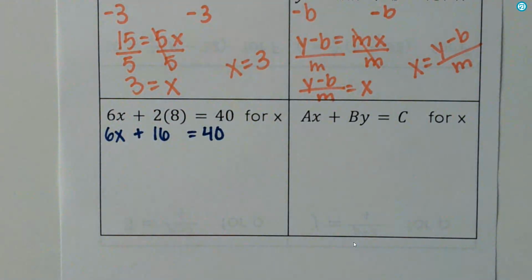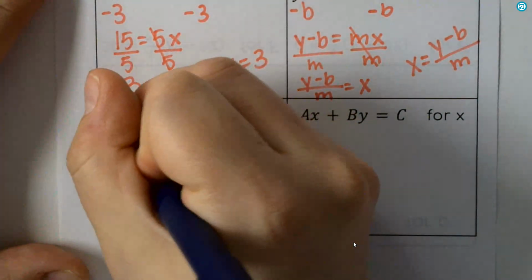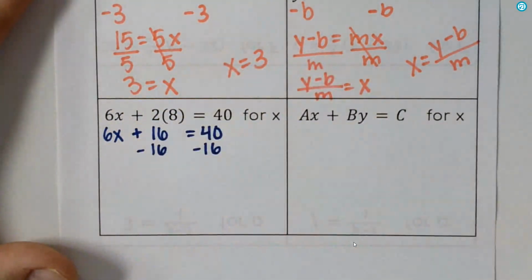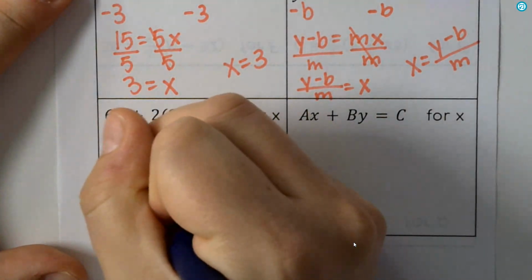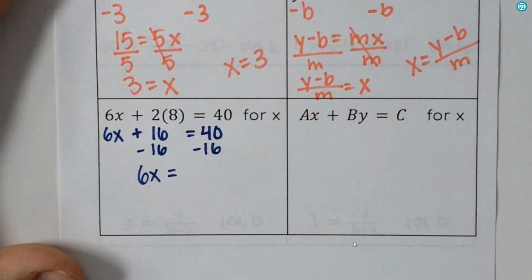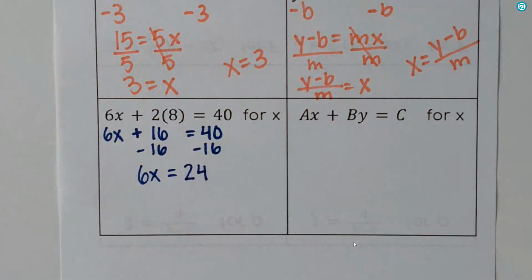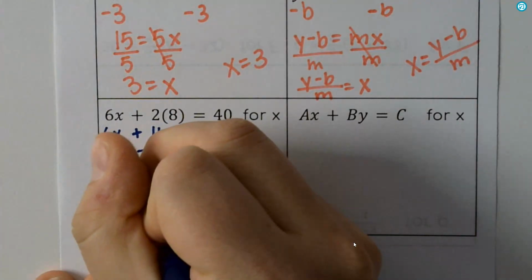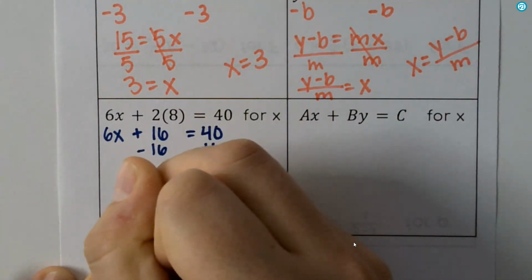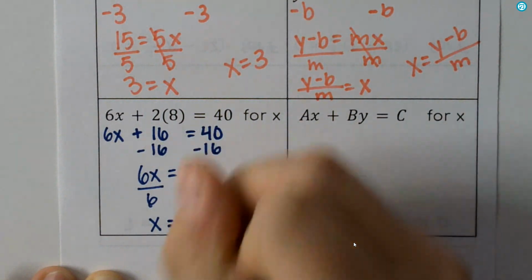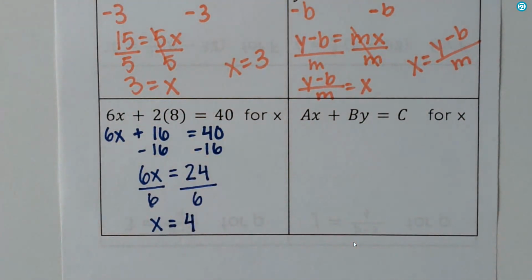And we are trying to solve for x. So this is just a regular equation. And x is on the left, which is how we like it usually. We are going to subtract 16. So we've got 6x equals 40 minus 16 is 24. And then divide both sides by 6. We get x equals 24 divided by 6 is 4. And this one doesn't need to be flipped around.